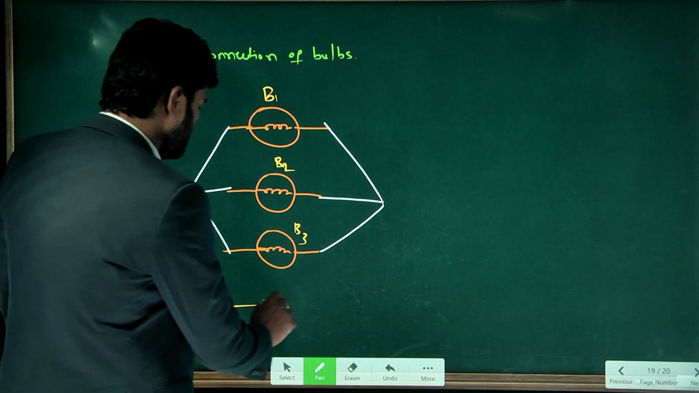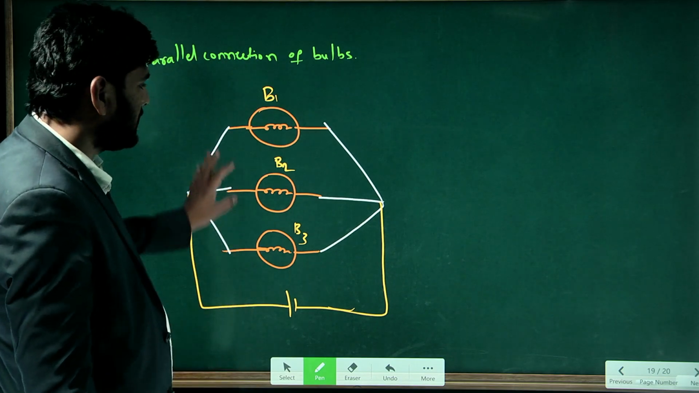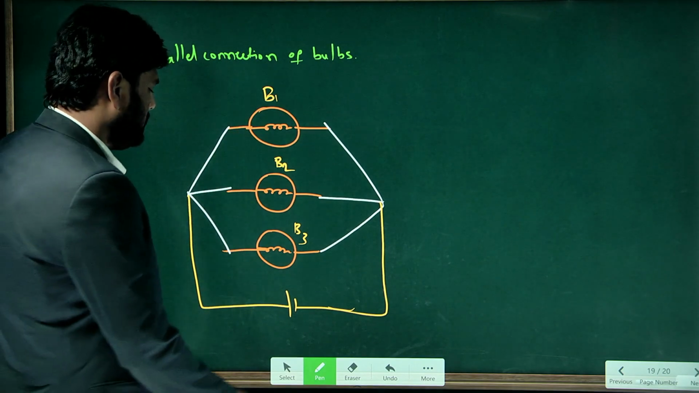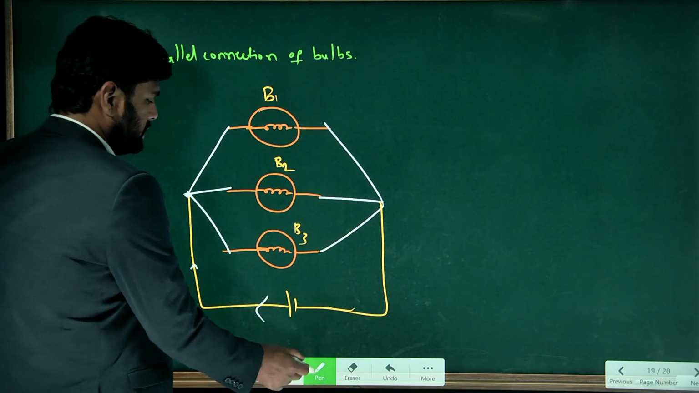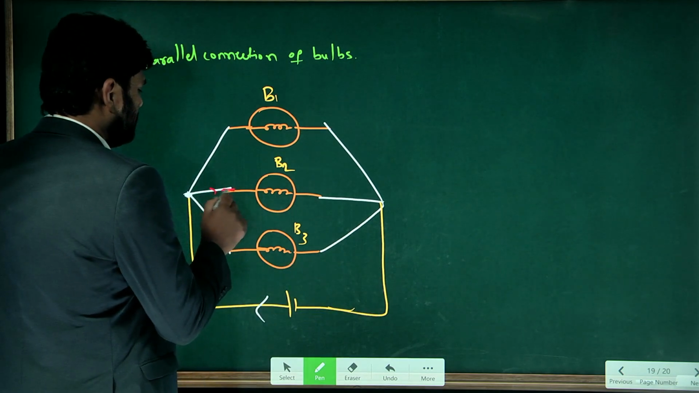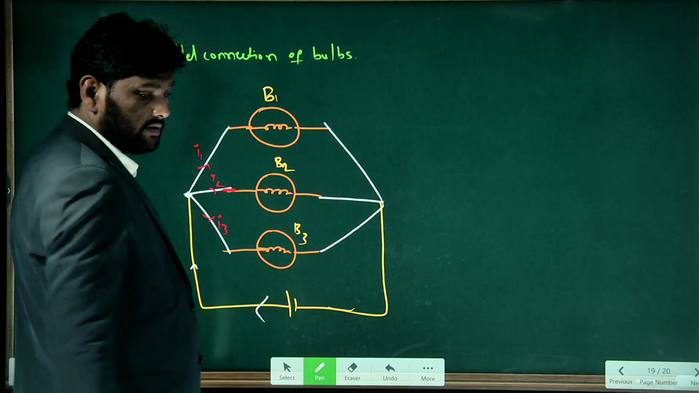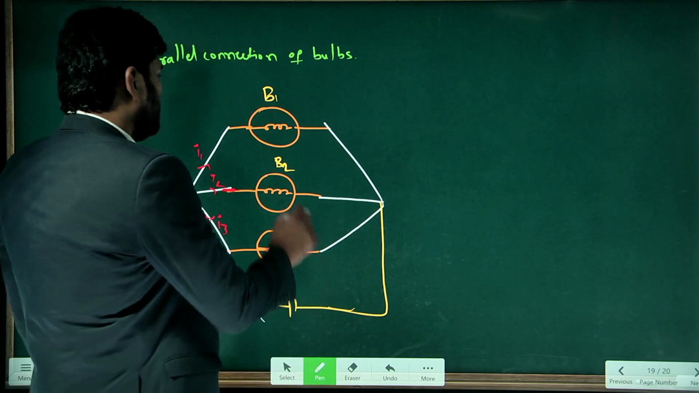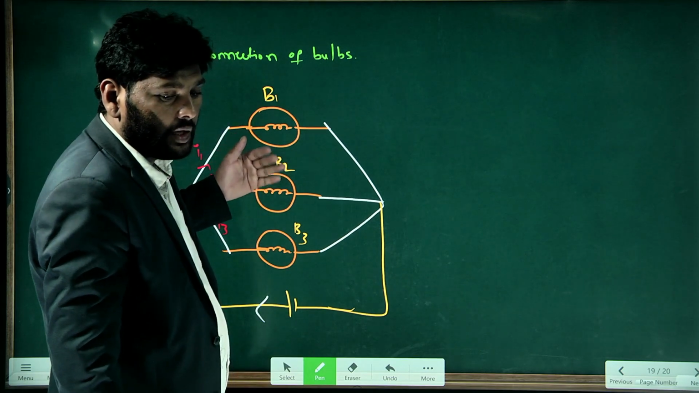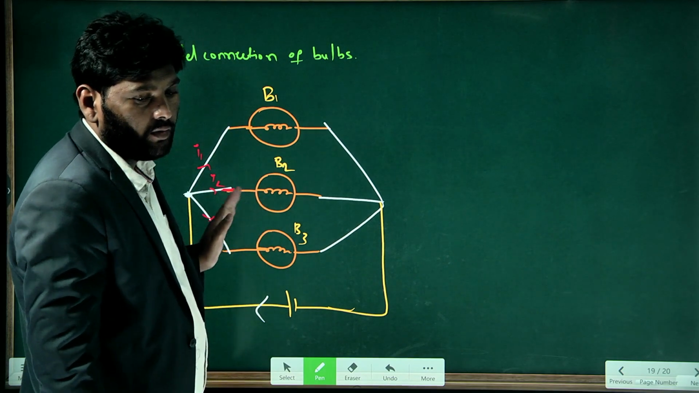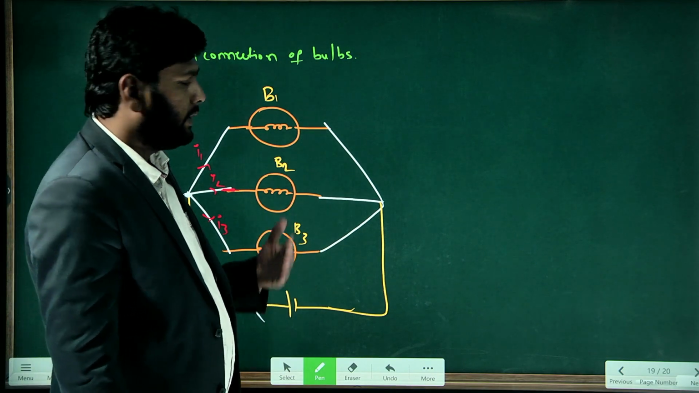If you connect this combination to a power supply, the current starts flowing. This is the way the current flows. When it reaches this position, it is divided into how many ways? As I1, I2, I3. This is why the current is divided. When the current is divided, if any bulb is damaged or any connection goes wrong, the other bulbs work as usual. They do not interrupt the working of the other bulbs.